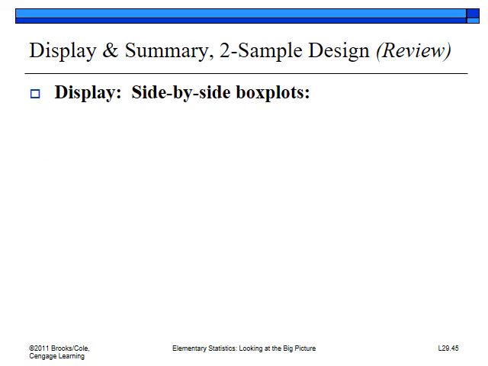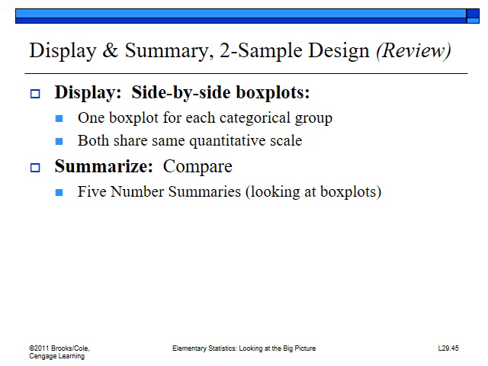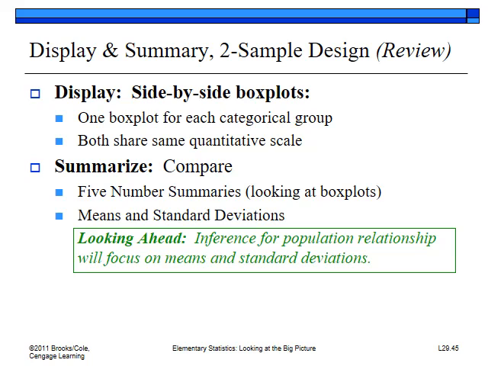For a two sample design, we display with side-by-side box plots, one for each categorical group. We want to make sure that our box plots have the same scale. To summarize, we may look at the 5-number summaries, which we get from the box plots. We also will compare the means and the standard deviations. It's the latter one that we're going to focus on in our inference techniques.